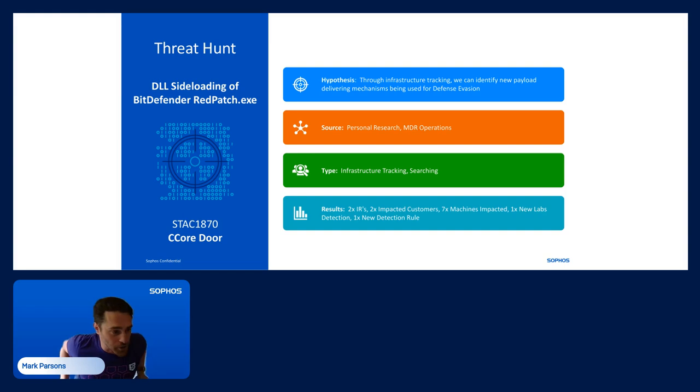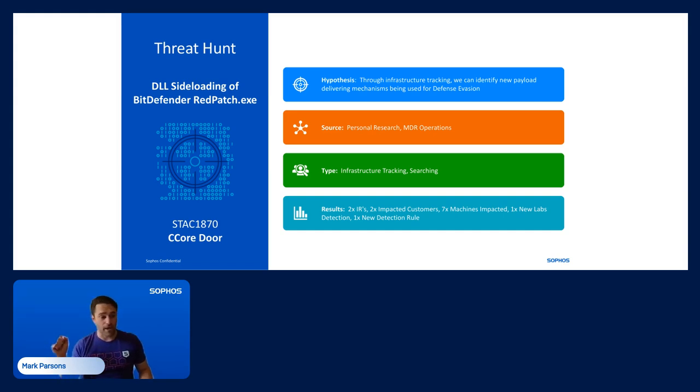Now, I talked to you about both ransomware operators and nation state operators. So here we have Stack 1870, which we attribute to be a Chinese nation state actor. In this threat hunt, our hypothesis is that we will use infrastructure tracking, or the identification and watching of what we believe command and control infrastructure looks like through open source intelligence. And then we will look for that communication occurring within our client base.